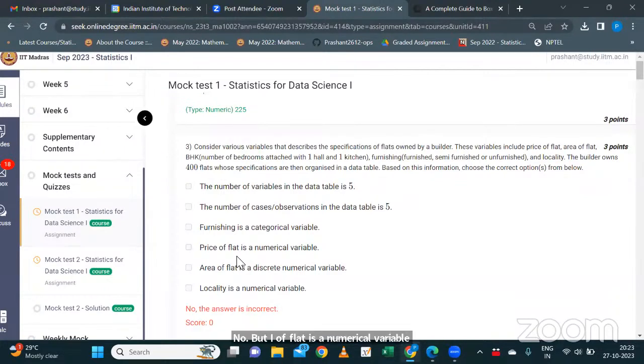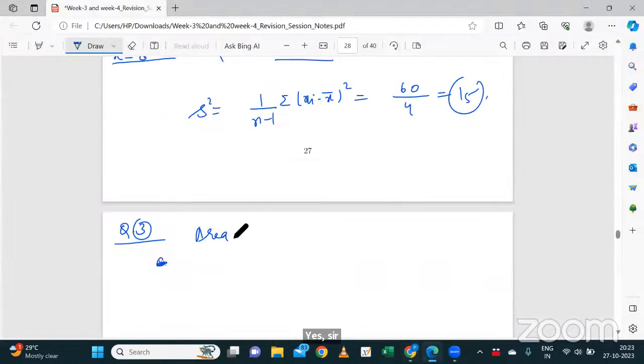No, it's not discrete. It is a continuous variable. Actually, area of flat we have to measure. We can't count, right? So we have to measure in, let's say, square feet. So it's continuous, not discrete, first of all.